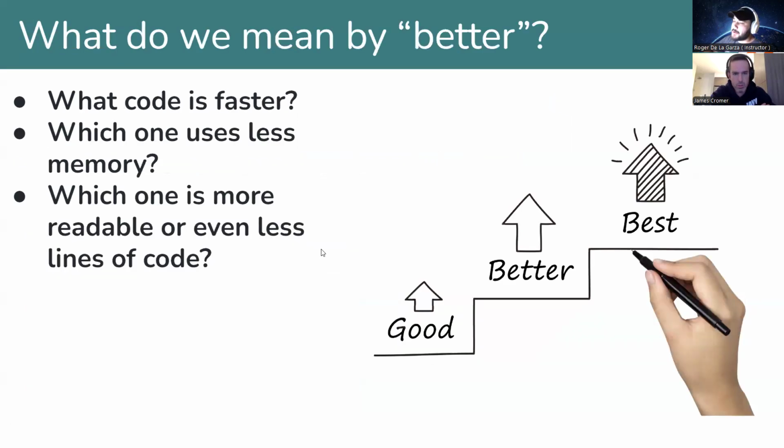What do we mean by better? Which code is faster? Which one uses less memory? Or which one is more readable, or even has fewer lines of code? What do you guys think?